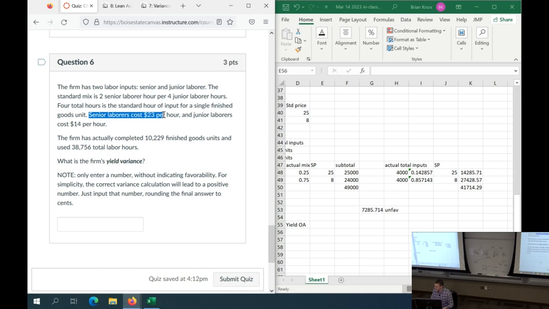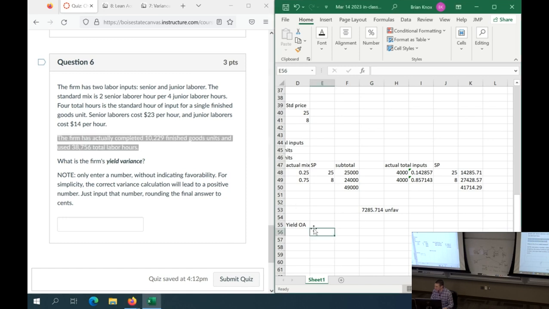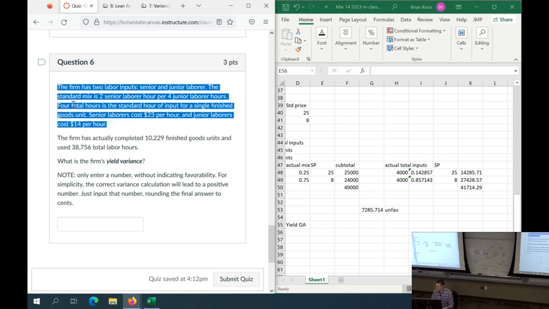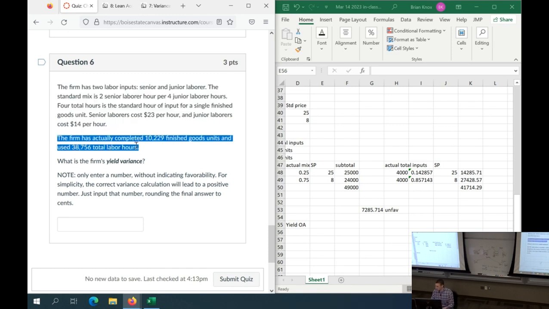Senior laborers cost $23 per hour, and junior laborers cost $14 per hour. That's their rates. The firm has actually completed 10,229 finished goods units and used 38,756 total labor hours. All right, so most of this paragraph is to get the standard price at the standard mix, the price we're going to be using. Much of the work otherwise is actually right here. So we have actual yield given to us.